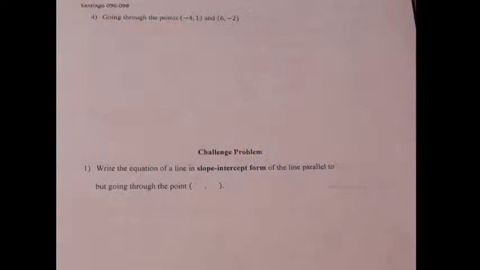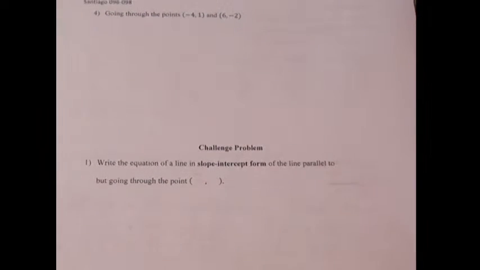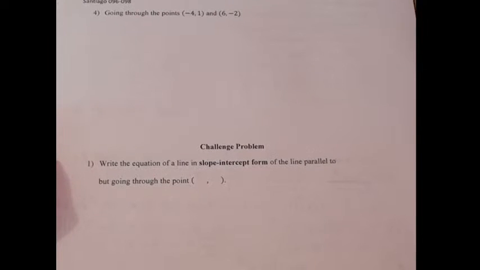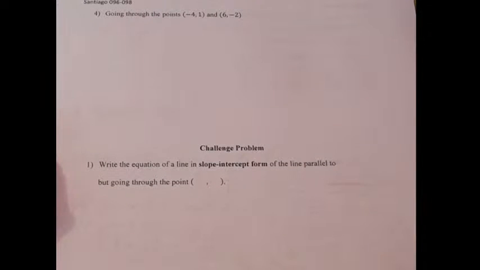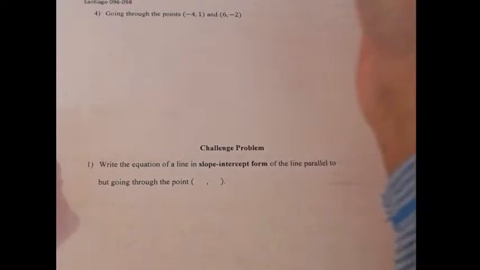Okay, as you're working on that, let's take a look at number 4 before we check out some challenge problems. We want to write the equation of a line in point slope and slope intercept form, going through the points -4, 1 and 6, -2. So again, notice that we have two ordered pairs, we don't have a slope, so right off the bat, you should recognize that you need to calculate the slope.